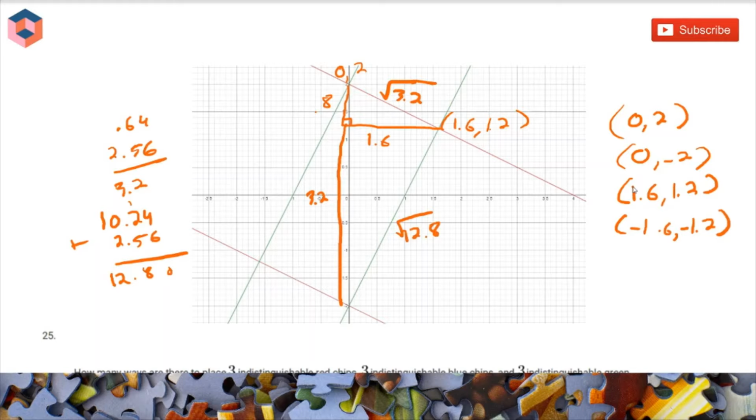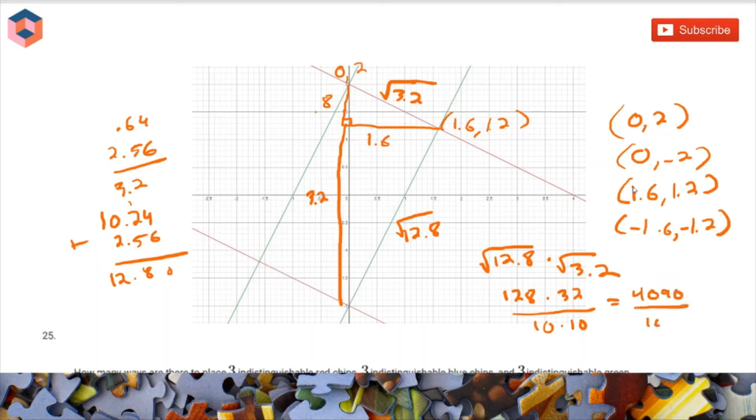Now, what happens if we multiply the square root of 12.8 times the square root of 3.2? That's the area of this triangle. Rewriting, 12.8 times 3.2 is 128 times 32 over 10 times 10. Now we have a lot of things that cancel out, but more specifically, 128 times 32 is 4096. 4096 divided by 10 times 10 gives us 100, which gives us 40.96.